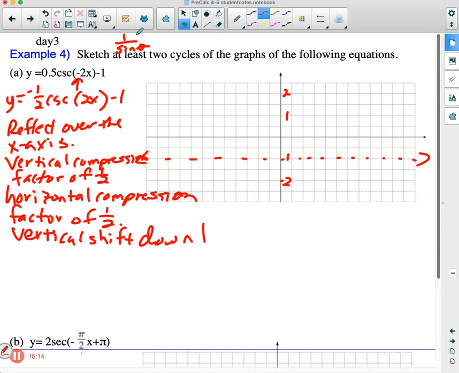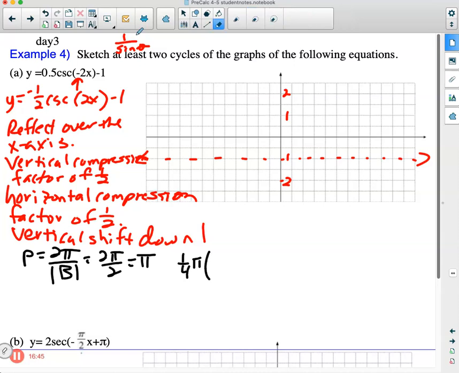And now we start the heavy lifting. So normally, period's 2 pi over b. If this were just sine, then it would be 2 pi. But we did have a b value of 2. So this will be 2 pi over 2, which is 1 pi. And I start thinking about my intervals, and I realize I have to take 1/4 of that. So 1/4 of pi would be pi over 4.